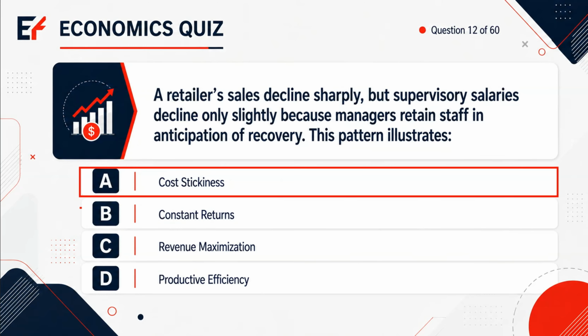Option B is incorrect because constant returns concern the relationship between input and output. Option C is incorrect because revenue maximization focuses on achieving the highest possible revenue. Option D is incorrect because productive efficiency concerns producing output with the least possible resources.